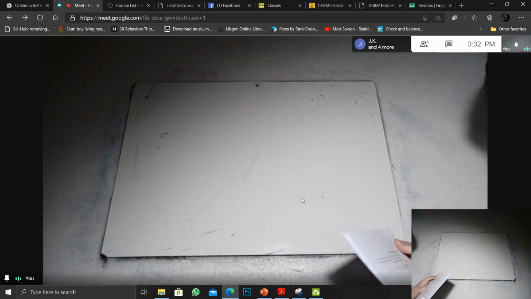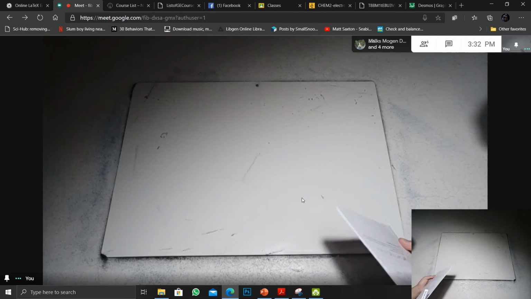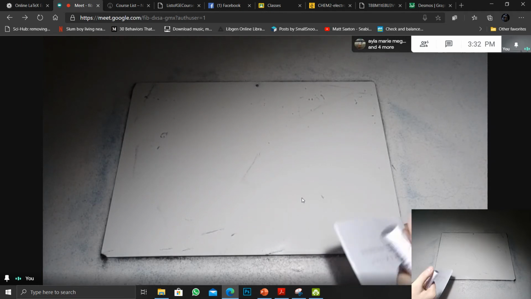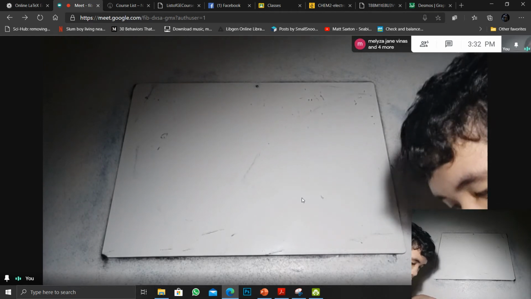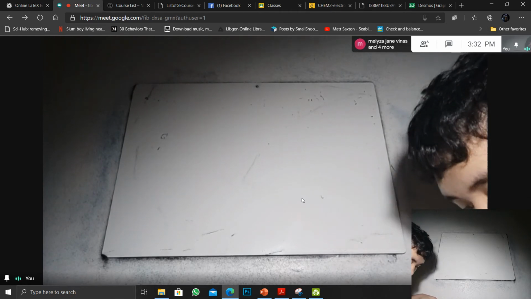Weak base to, kasi, tingnan mo, weak base siya kasi, tingnan mo yung pH niya, nasa 9.95, di ba? Kasi hinahanap natin ay KB. So, for sure, base to, no? Okay, wait lang.